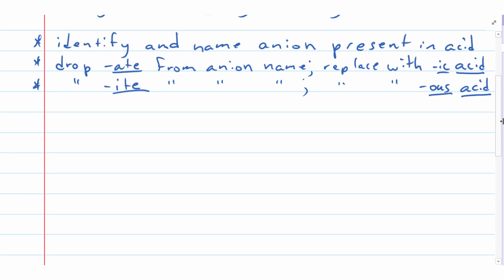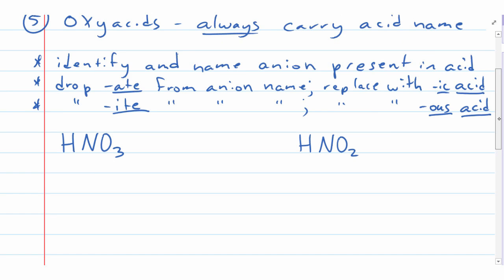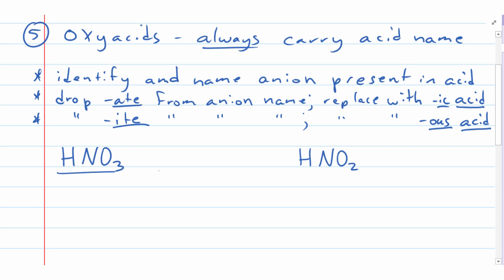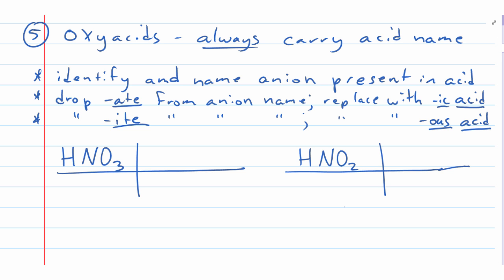To come up with the names, let's say that we have these two acids, HNO3 and HNO2. We want to come up with names for these acids. When working with the oxyacids, I like to use what I call the four-square method. I made it up, so I can call it whatever I want. We're going to name these using the four-square method, doing it sequentially like we're showing in the description.